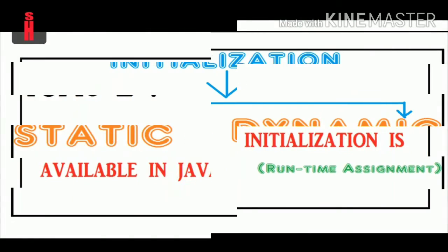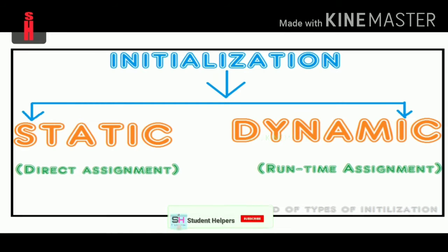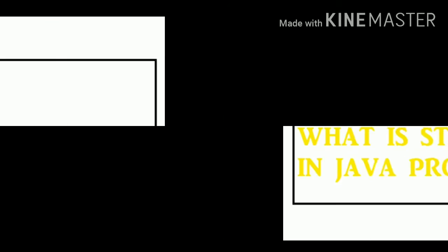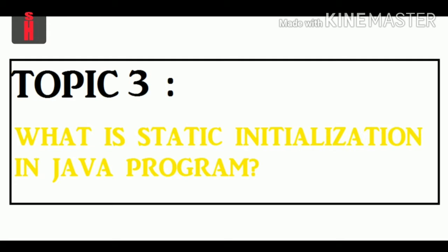Now moving towards the second topic of our chapter, that is how many types of initialization are available in Java. You are seeing the image on the screen showing that there are two types of initializing a variable: the static type, or we can say the direct assignment type, and the second one is the dynamic type. In dynamic type, the assignment of the variable is given at the time of execution or at runtime. So that is the end of types of initialization.